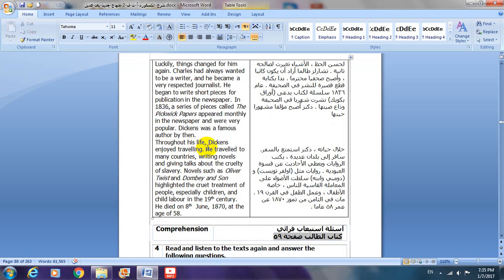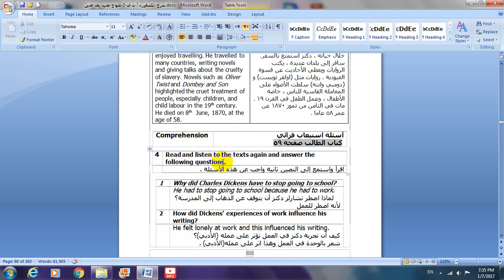Throughout his life, Dickens enjoyed traveling. He traveled to many countries, writing novels and giving talks about the sentence of slavery. Novels such as Oliver Twist and Dombey and Son highlighted the current treatment of people, especially children and child labor, in the 19th century. He died on 8 June 1870 at the age of 58.